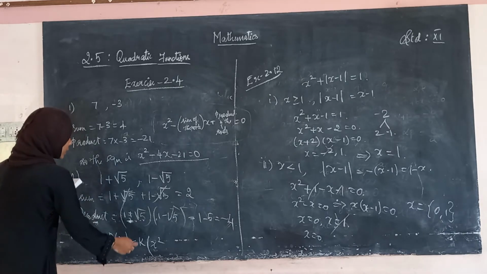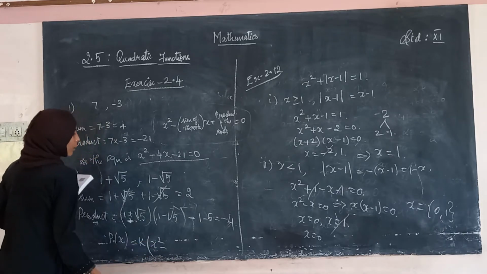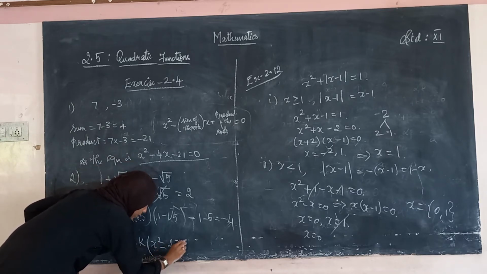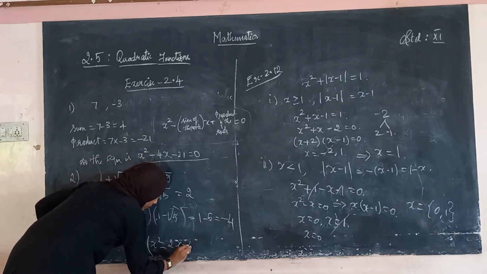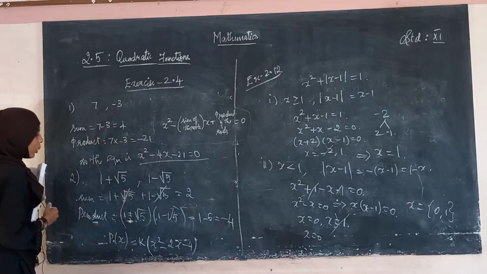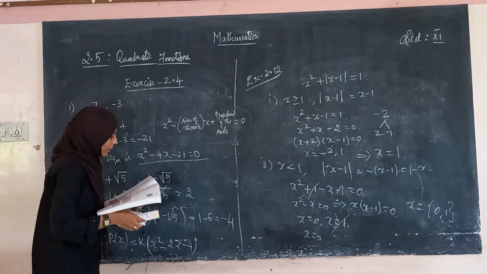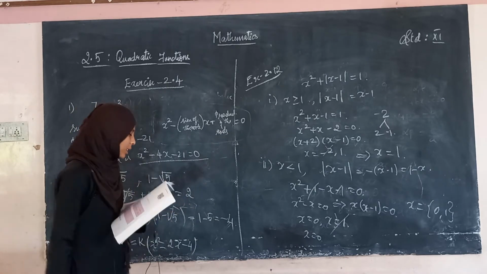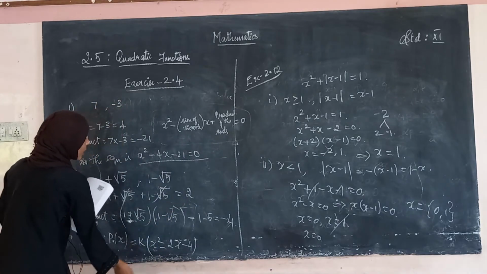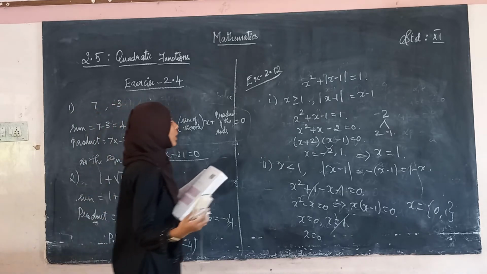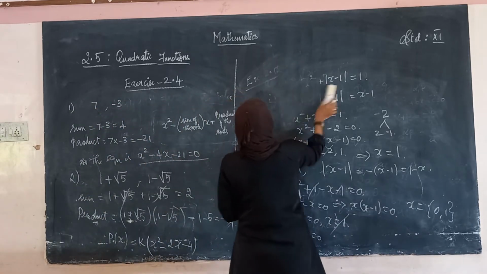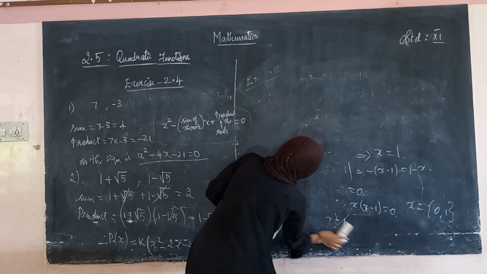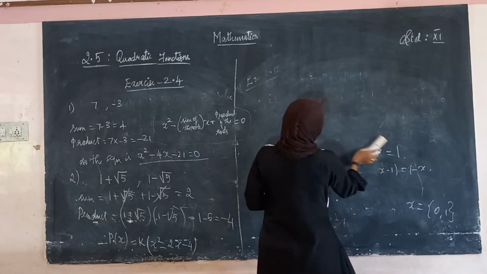k into x squared minus the sum of the roots, which is 2, so minus 2 into x, plus the product of the roots, which is minus 4. And they have given a condition that the polynomial satisfies p of 1 is equal to 2. We have found the polynomial equation.